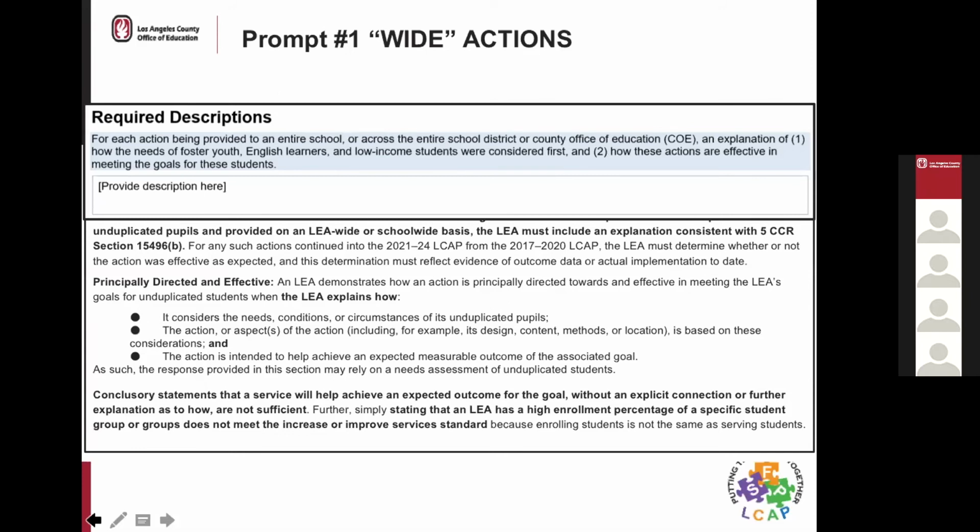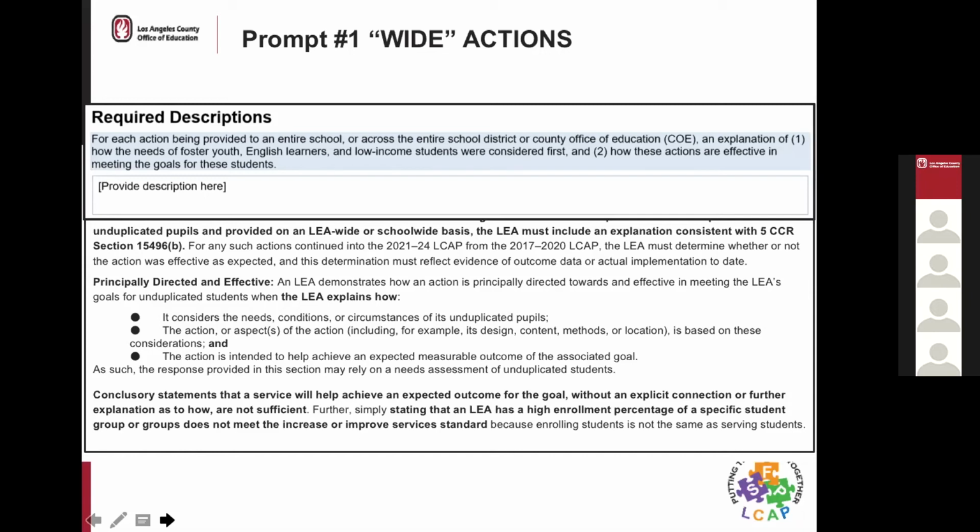Key to the information in the instructions is that the description in this section applies to each school-wide or district-wide action that the LEA identified as contributing to meeting the increased or improved services requirement. Next, for each of these actions, the LEA must explain how it is principally directed and effective. The instructions reflect the spending regulations where they explain how to do this in 3 steps. First, the LEA needs to explain how the action considers the needs, conditions, or circumstances of its unduplicated pupils. Next, how the action is based on these considerations, and next, how the action is intended to help achieve an expected measurable outcome for the goal.